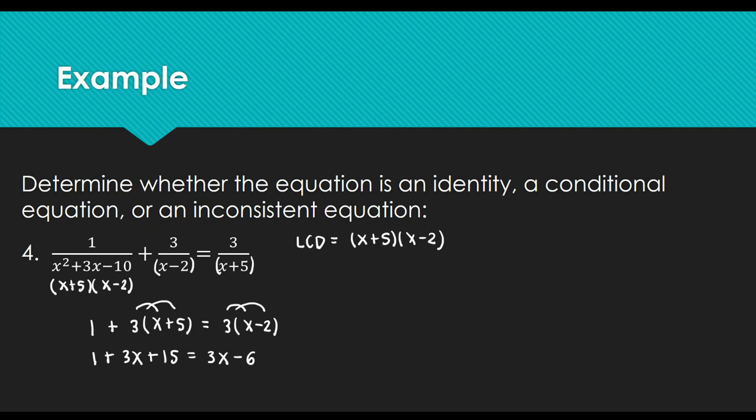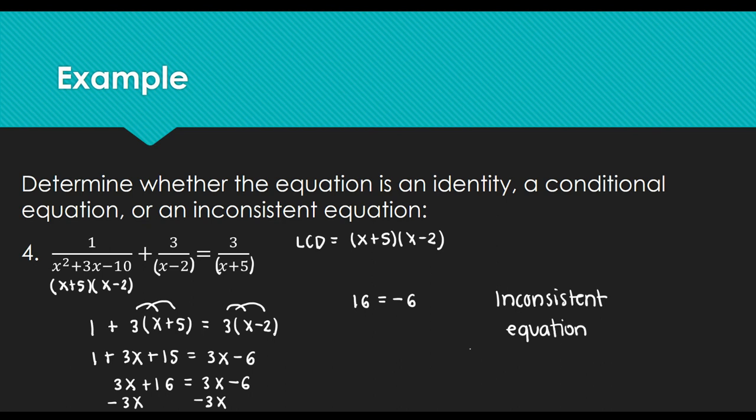We've got some like terms on the left, so we really have 3x plus 16 equals 3x minus 6. Notice that I've got some x's. If I move that 3x over to the other side, I'm going to end up having those x's disappear, and that gives us 16 equaling negative 6. Obviously, this is a false statement. 16 will never equal negative 6, and so that tells us that once again we have an inconsistent equation.